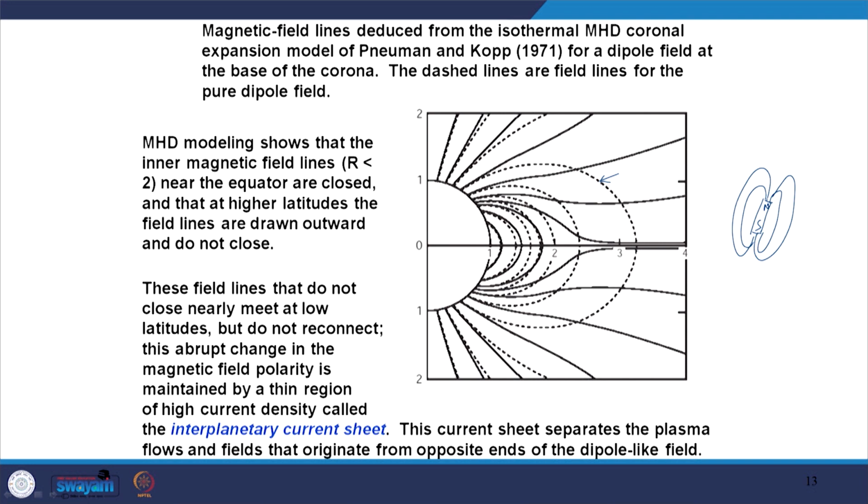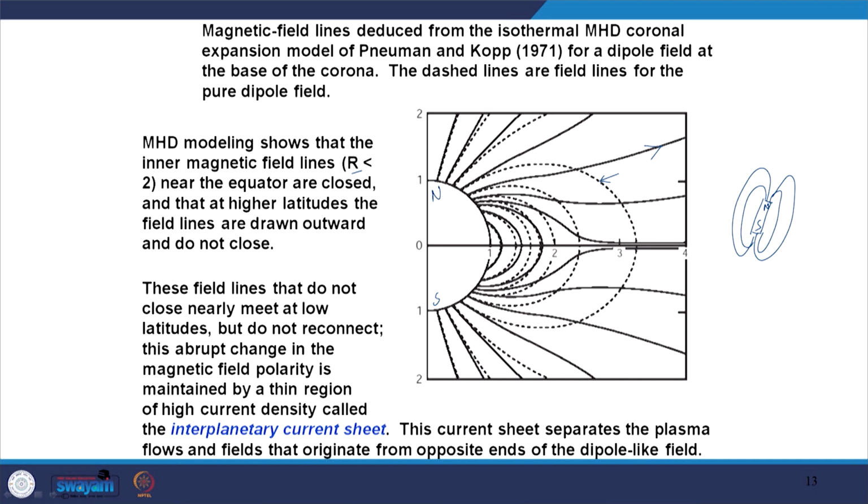But the MHD modeling shows that the inner magnetic field lines are closed. The magnetic field lines which are closer to the sun near the equator are closed, and at higher latitudes the field lines are drawn outwards and they do not close. These field lines are the ones which are not closed. If you take this to be the magnetic north and the magnetic south, the field lines diverge from the magnetic north and converge at the magnetic south, right.